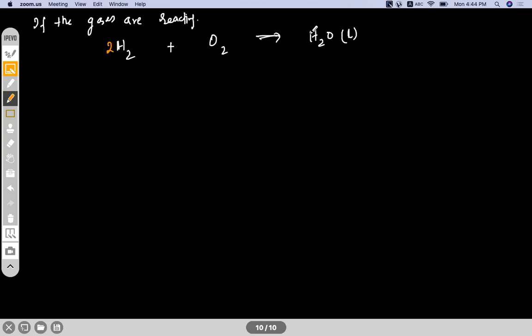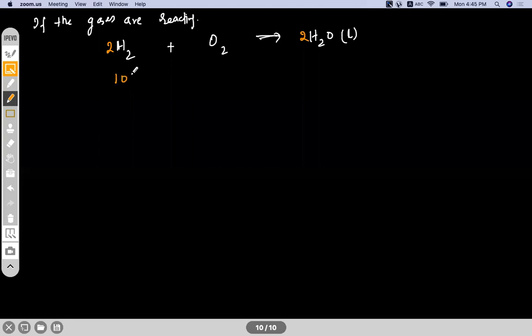For this, we are assuming non-reacting gases. That is, H2 and O2 are mixing, but they are not reacting, they are just mixing. So what happens if they react? When H2 and O2 react, it forms H2O, liquid. If you balance this reaction, if the gases are reacting, the balanced reaction is 2H2 plus O2 gives 2H2O.